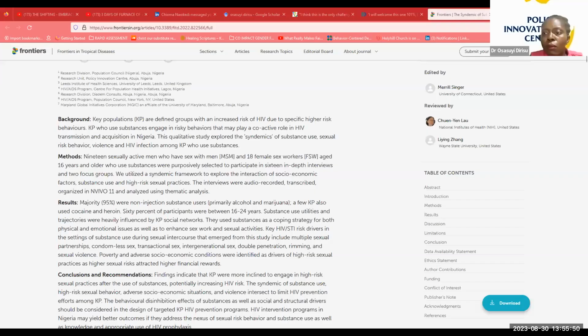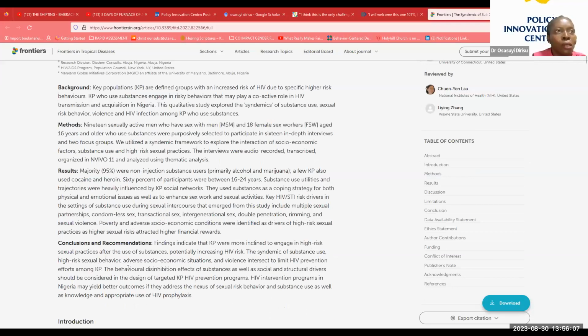So I'll take you through 3 examples quickly. Okay, can you see a paper? Yes, we can see it. Okay, so you can see background, methods, results, and conclusions. Exactly, yes, we can see.